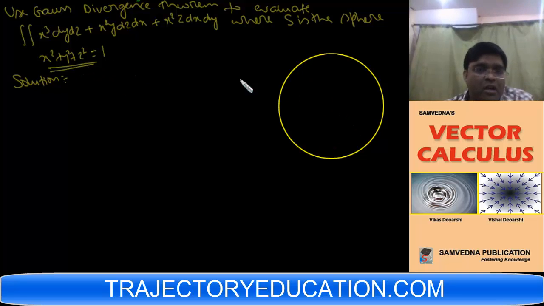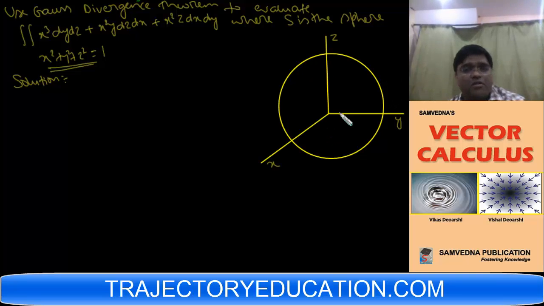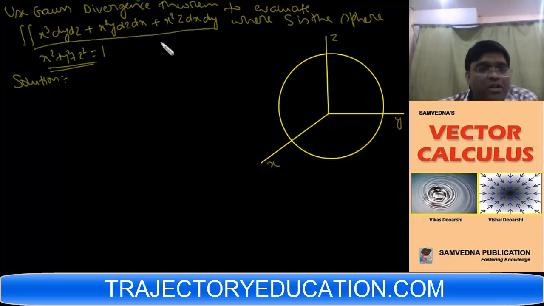We have to evaluate it on this sphere. We can draw the coordinate axes also. So this is the coordinate plane. Now we have to evaluate this using the Gauss divergence theorem. We have to evaluate the surface integral over the surface of the sphere. First of all, before using Gauss divergence theorem, I have to write this in terms of f dot n dS. Once I get f, only in that case I will be able to get its divergence. So I must write it in this form.